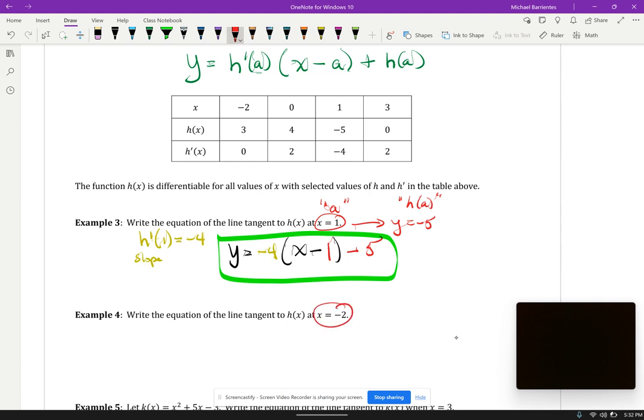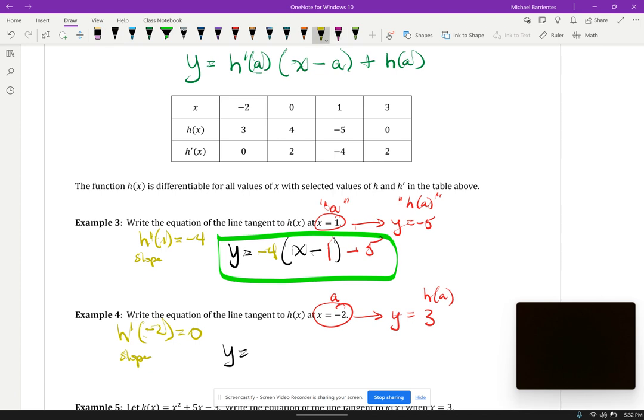This would be our a. We want to find the y. That would be our h of a. So when x equals negative 2, my h of negative 2 is 3. Now I need to find my slope, h prime at negative 2. So when x equals negative 2, h prime is 0. That's my slope. So I have a slope and I have a point, x and y. I'm ready to write the equation.